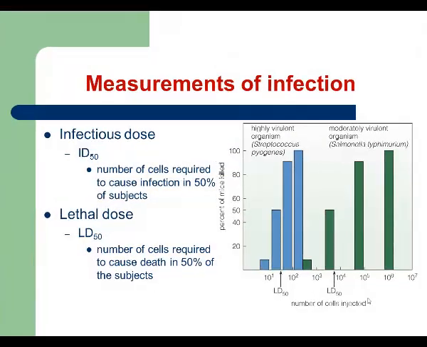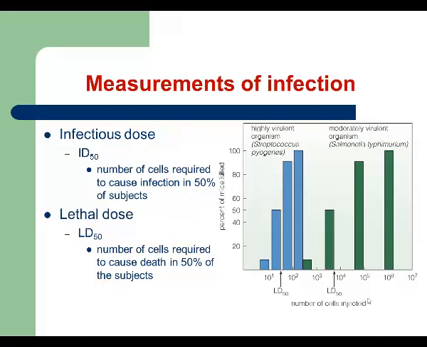The more pathogens enter the portal, the more likely infection becomes. So the question is, how do we measure infections? Let's look at those two terms that we have to know for your exam. The first one is ID50 or infectious dose. It means the number of cells required to cause infection in 50% of individuals.